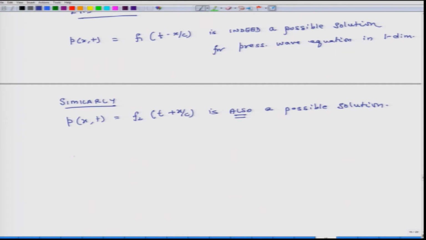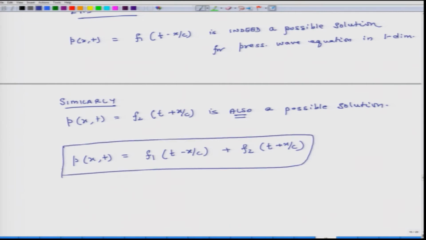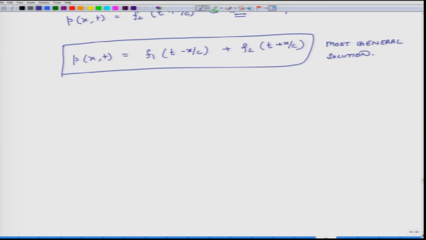So, in an overall sense, we can say that the most general solution for the pressure wave equation equals f1 of t minus x over c plus f2 of t plus x over c. So, this is the most general solution. We will look at a simple case, and we will initially consider only this part of the solution.